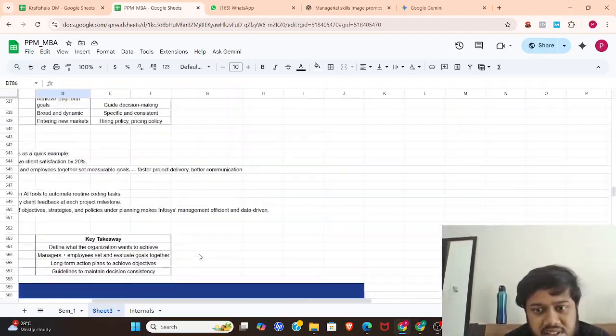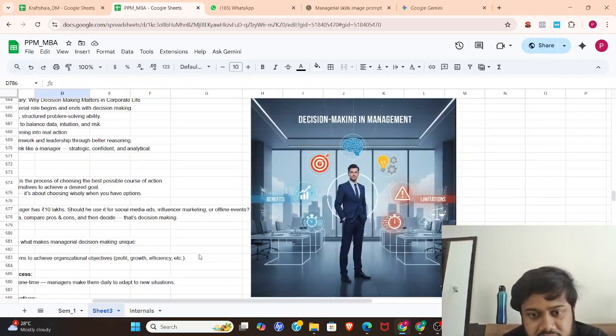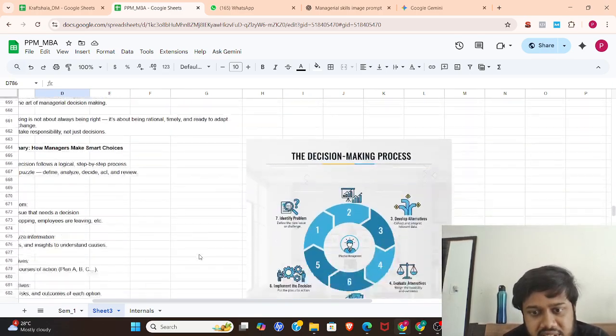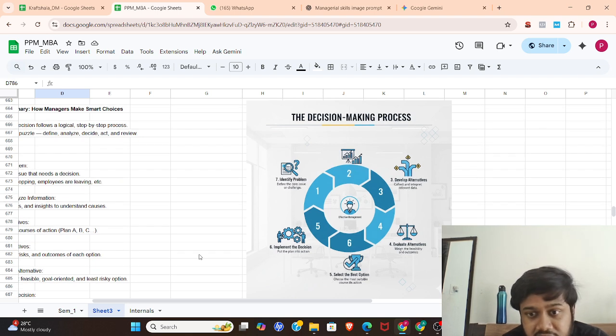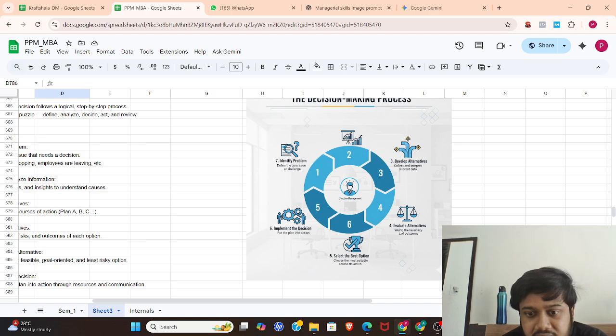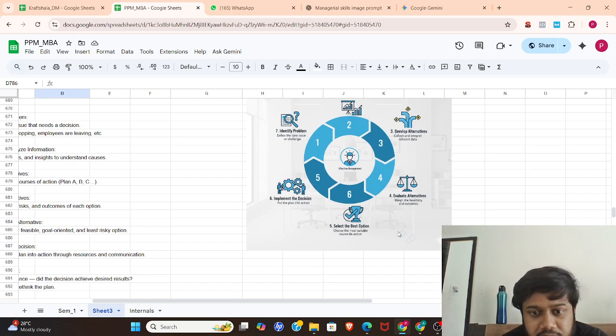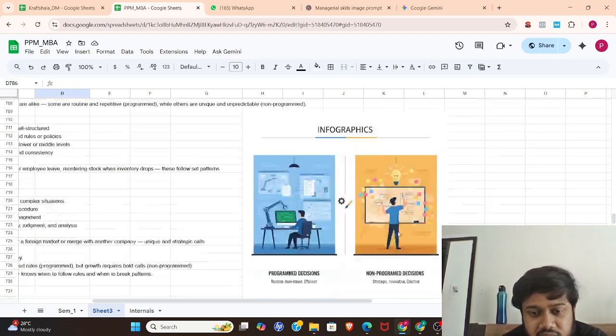And quickly we can see the number of images that we have. The first image is this. The second image is talking about the decision making process, which again I am just mentioning again. It is very, very important. So identify the problem, find out the data around that problem, basically the insights. And third is develop alternatives, then evaluate those alternatives, select the best option, implement the decision, and review. That is what it's all about.